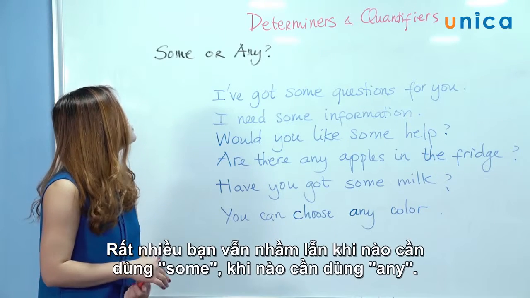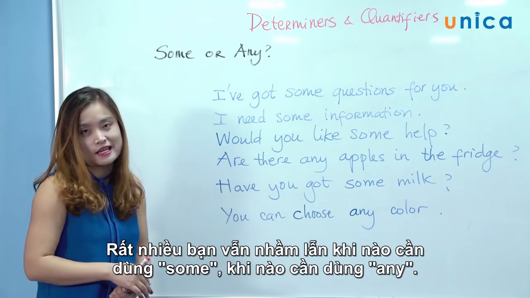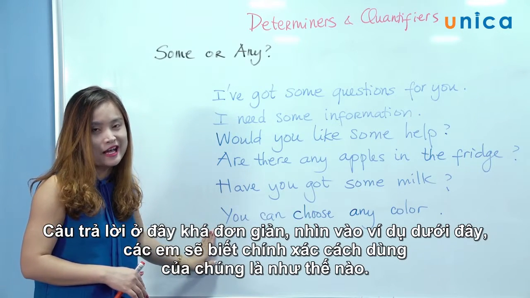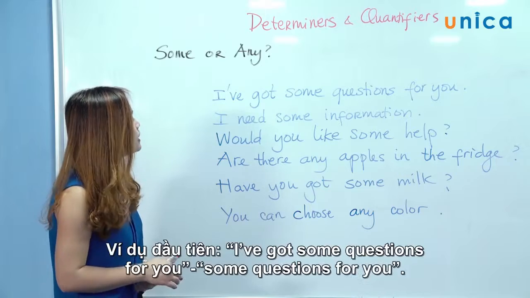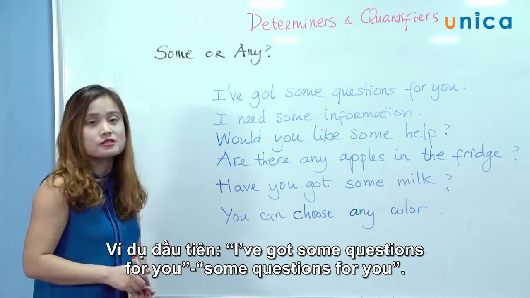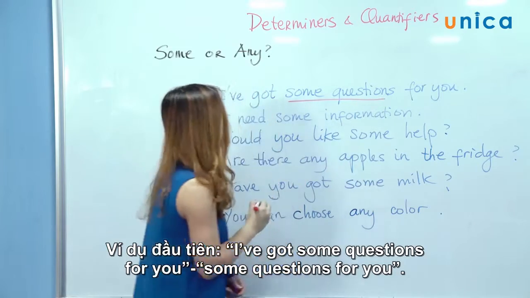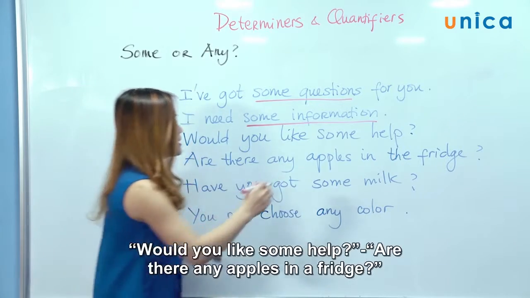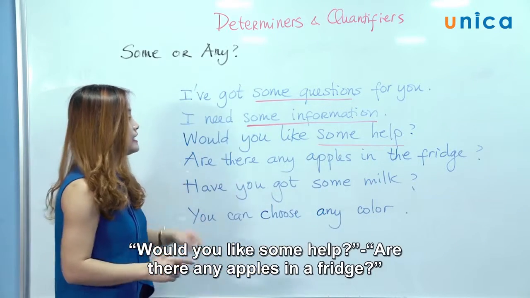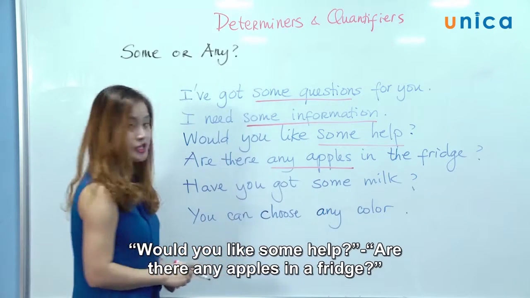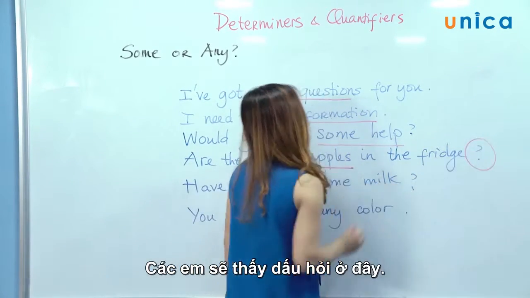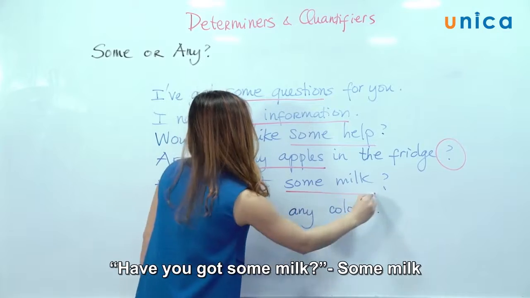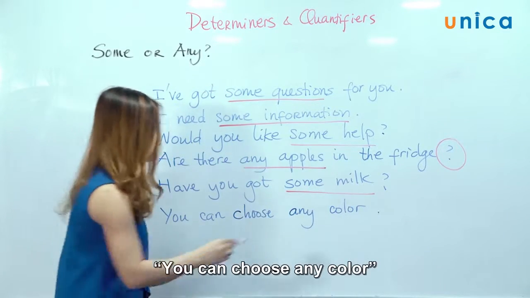A lot of you guys get confused when I should use some or when I should use any. The answer here is quite simple. Please have a look at these examples. You will know exactly how they are used. The first example, I've got some questions for you. I need some information. Would you like some help? Are there any apples in the fridge? You see the question mark here, right? Have you got some milk? You can choose any color.